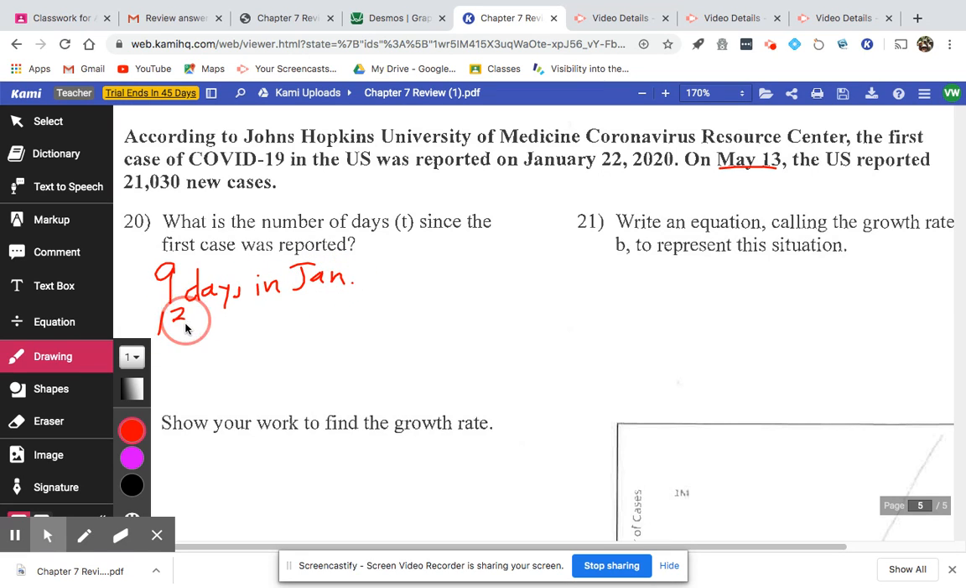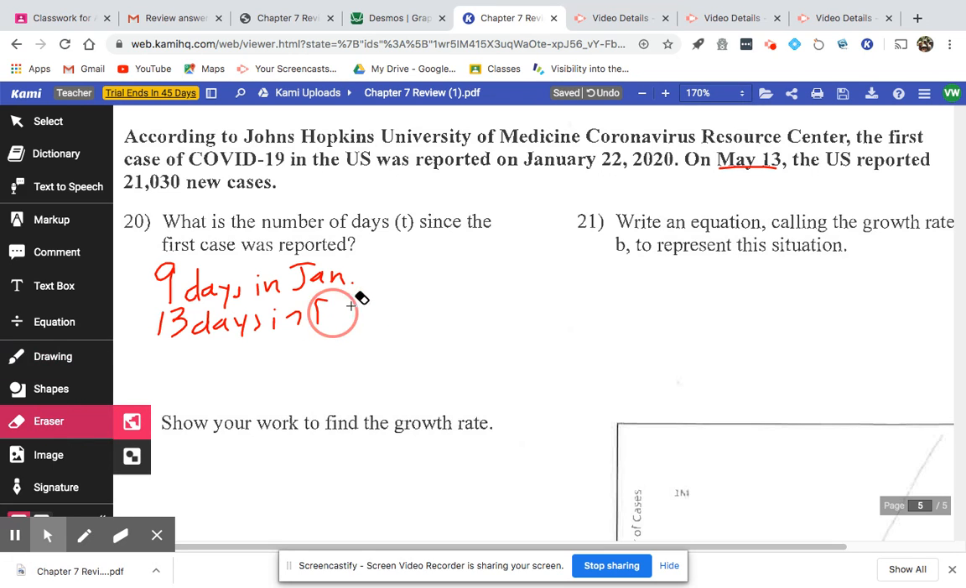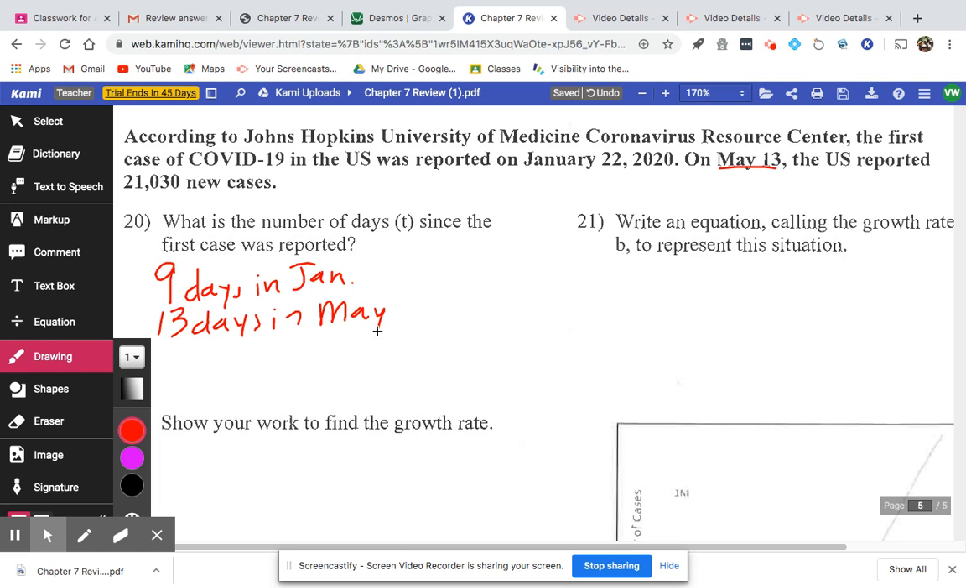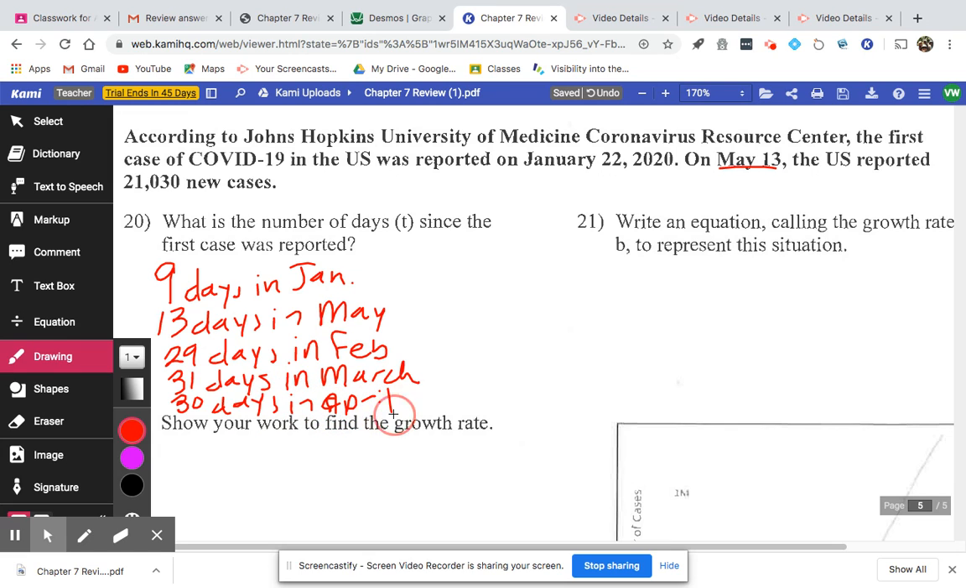And we already said 13 days in February. Or, excuse me, in May. Not in February. There are 29 days in February. In March, there were 31 days. And there was 30 days in April. April. There we go. Now we just need to add up all of those numbers.